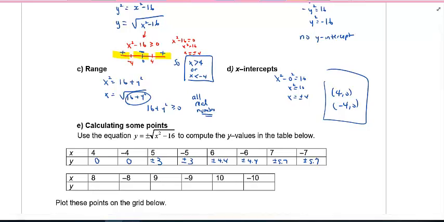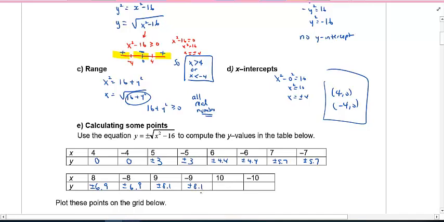What's 8? 8 squared is 64, right? 64. Get my calculator. 64 minus 16 is 48, so root 48. What's root 48? That's approximately 6.9. So 6.9 plus or minus, I think, gives you something close to 8 or 8.1.